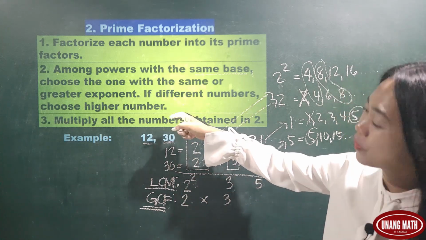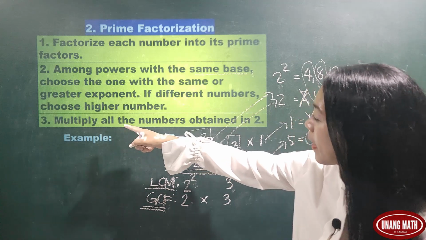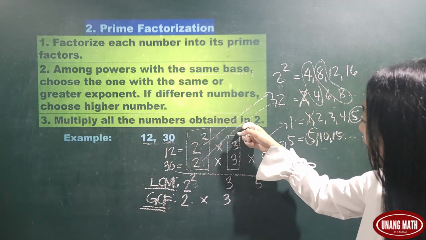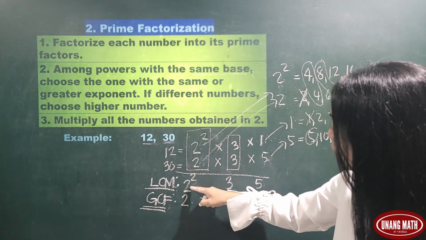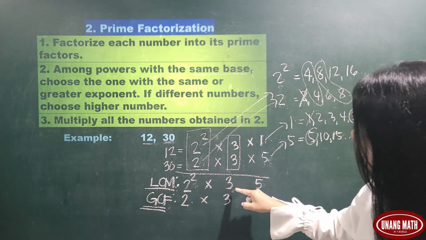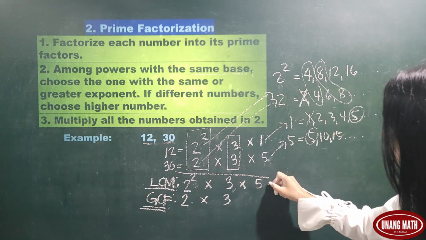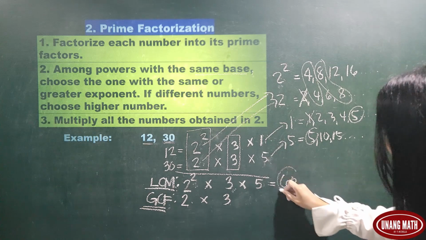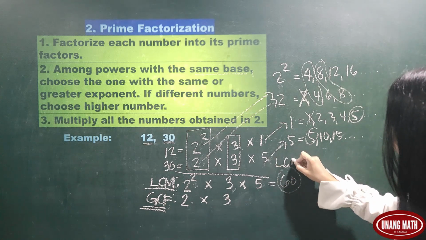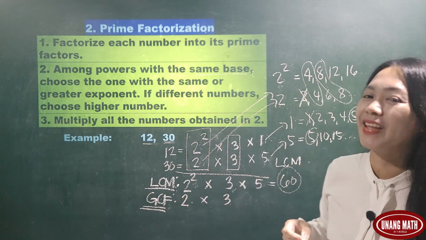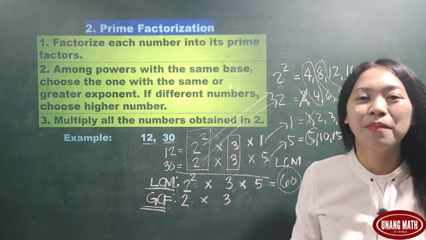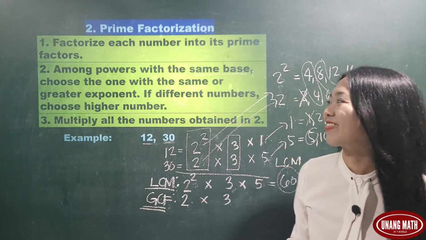Okay, let's proceed to the third step. Multiply all the numbers obtained in number 2. So we have 2 squared or 4 times 3 times 5, and this is equal to 60. So 60 is the LCM of 12 and 30, and that is using the prime factorization method.